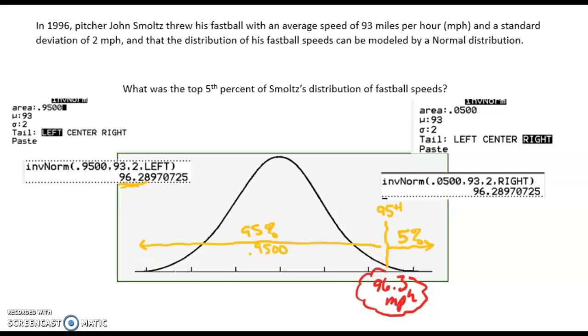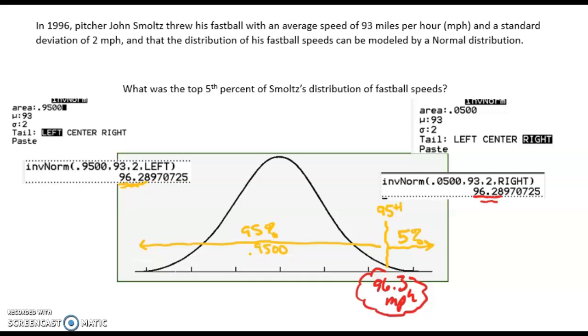And another way, I just flipped the script on this one. Instead of doing the bottom 95%, I did the top 5%. But notice what I changed right here with the calculator. If I'm going to do the top 5%, my area is going to be 0.05 for the right-hand side. Definitely make sure you got the tail going to the right. I want the right side of this. Same average, same standard deviation. Punch it in there, and you get the same exact answer. So it's just a different take on it if you're using your technology.